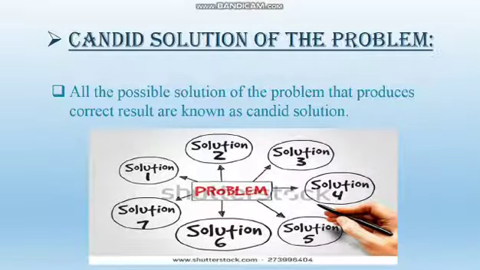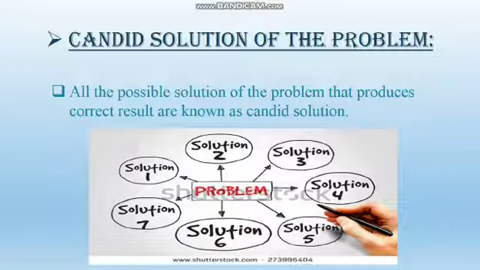So the fourth stage of problem solving is candid solution of the problem. What is candid solution of the problem? If we have a problem, we can solve it with different methods. For example, in mathematics, if I have to solve a question, I have different methods for solving that question, but we have to select the method. We can solve the problem with all the methods. So candid solution means to solve a problem in different methods. Actually, all the possible solutions of the problem that produce a correct result are known as candid solutions.